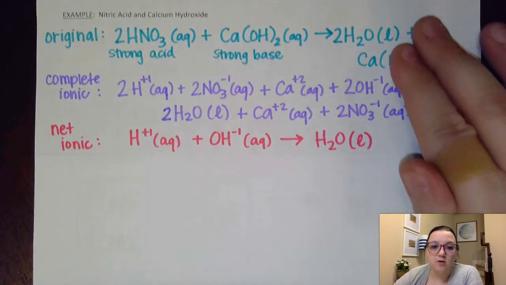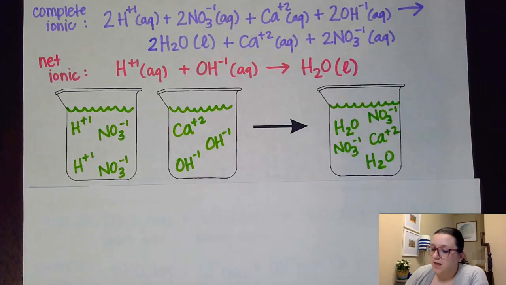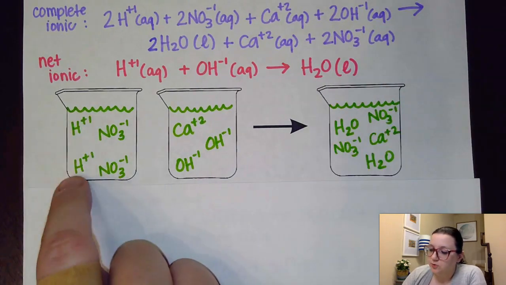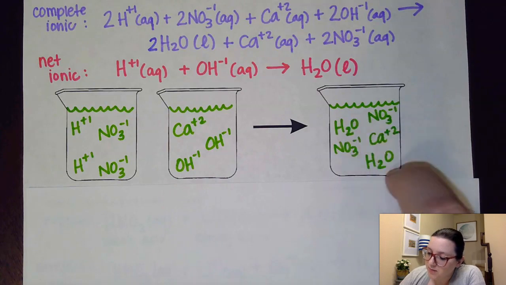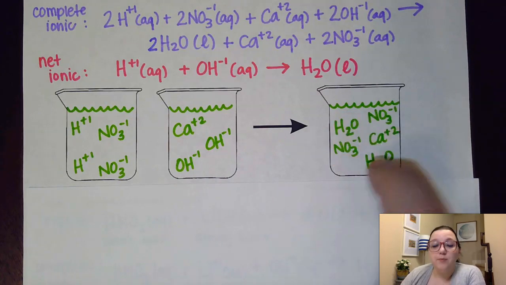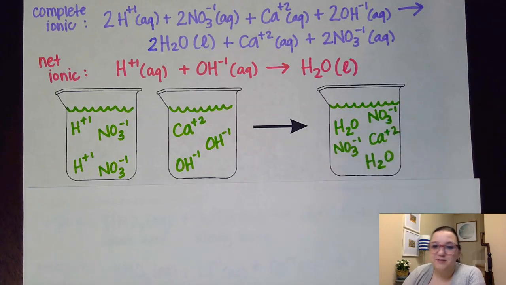As far as my particle diagram here for this process, here I had my original 2 nitric acids broken up. Here I had my 1 calcium hydroxide broken up. And so then I end up making my 2 waters in the solution. But of course, I still have those spectator ions present. So I still have that calcium ion and those 2 nitrate ions swimming around in that solution as well.